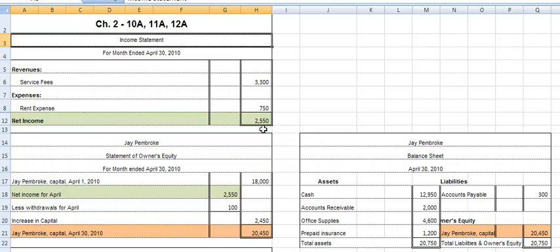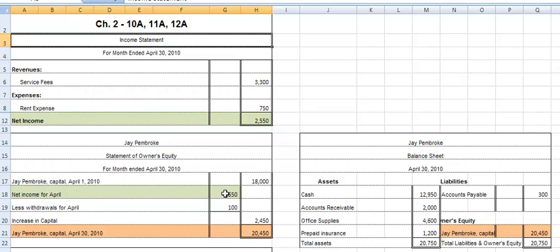So it's important that you find the net income before you go to the second statement, which is the statement of owner's equity. You can see that the green here filters down into the statement of owner's equity here for J. Pembroke. So the first thing we're going to do is start with the beginning capital balance, or the original investment of April 1st. April 1st is the beginning of the month, so therefore we know that is our beginning balance. And we invested $18,000 in the company to begin with.